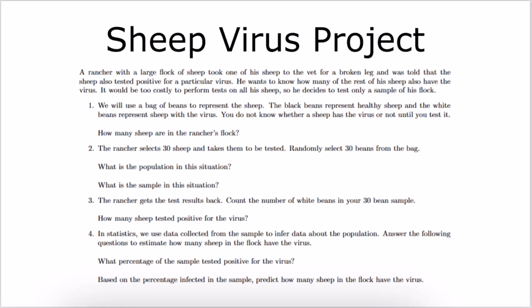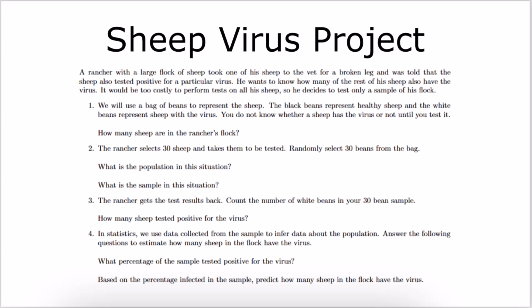And what you guys are going to be doing on the sheep virus project today is I have these bags of beans, and these beans are representing a flock of sheep. And some of the sheep in the flock have a virus, and those are represented by the white beans, and then the black beans are healthy sheep. And what you guys are going to be doing is taking a sample of 30 sheep from the bag, and you're going to figure out how many of those sheep have the virus, and then you're going to use that to predict the number of sheep in the entire flock that have the virus.